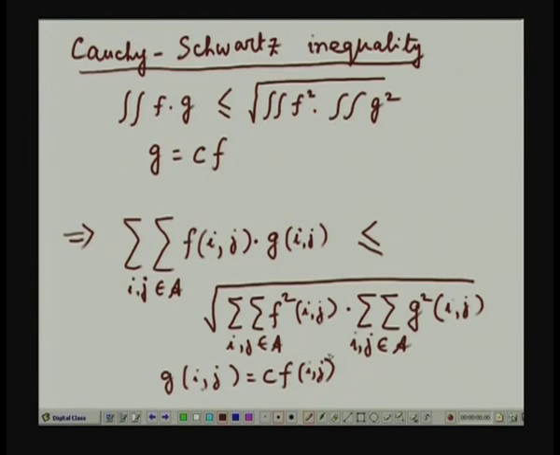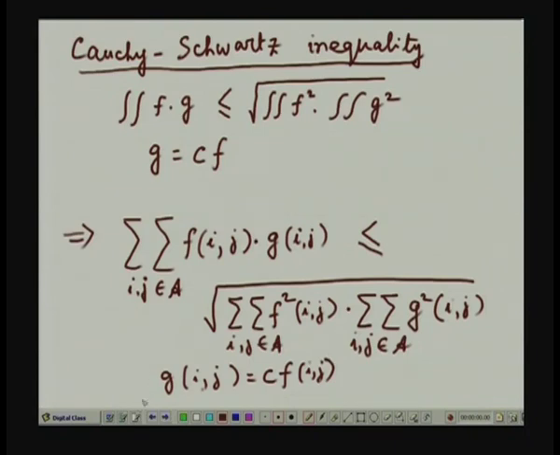So, for this template matching problem, we have assumed that f is the given template and g is the given image, and we have also assumed that the size of f is less than the size of the given image g.